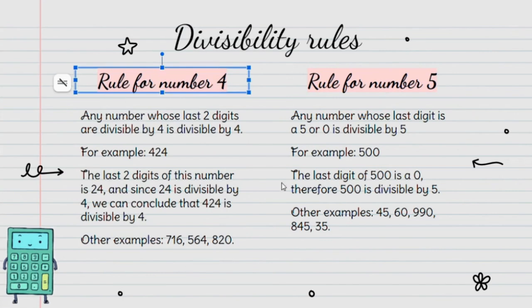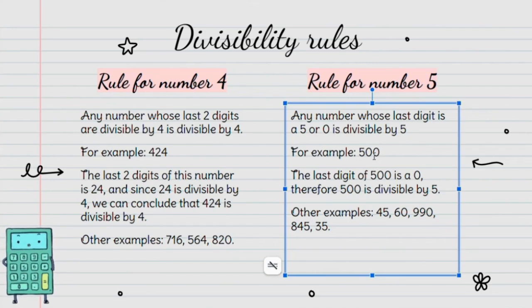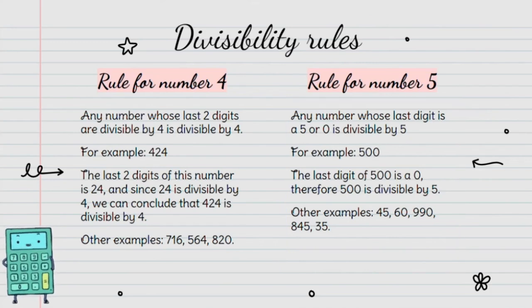See, you get a whole number here, and that tells us that 564 is divisible by 4. And so the rule for number 5 is really easy because all you have to do is look at the last digit of the number, and if it ends with a 0 or a 5, that means the whole number is divisible by 5.